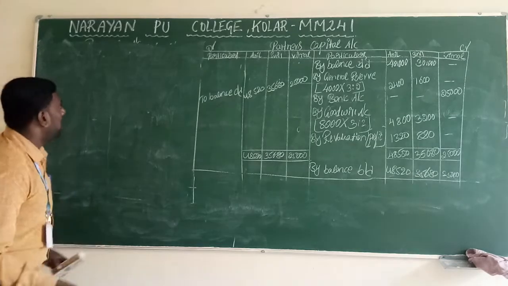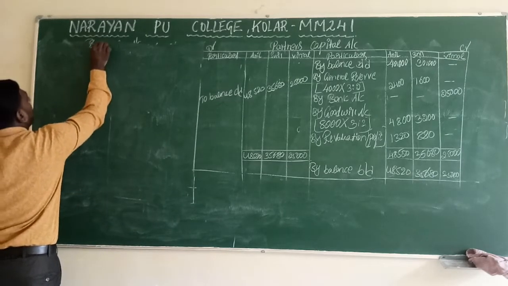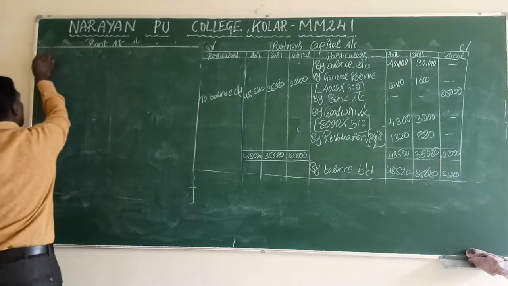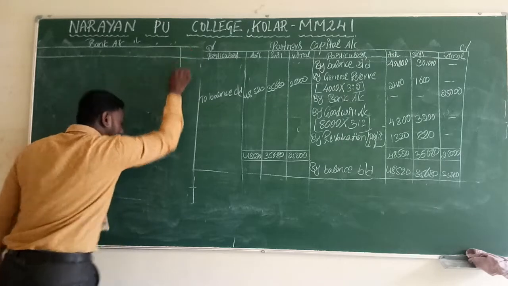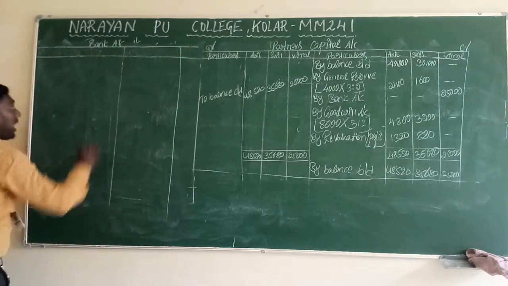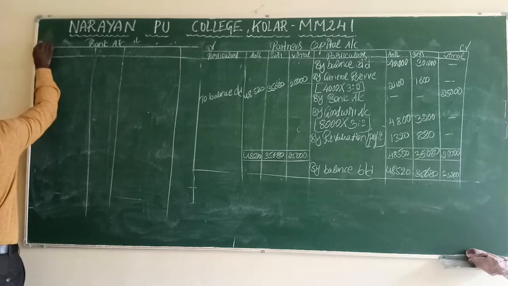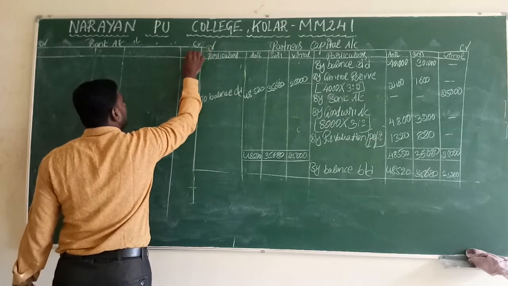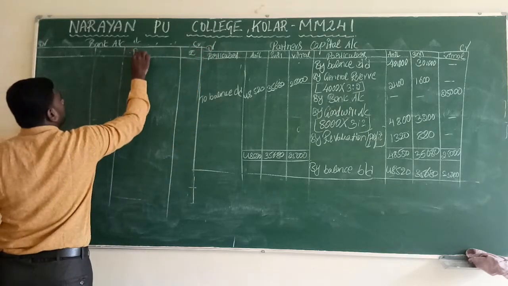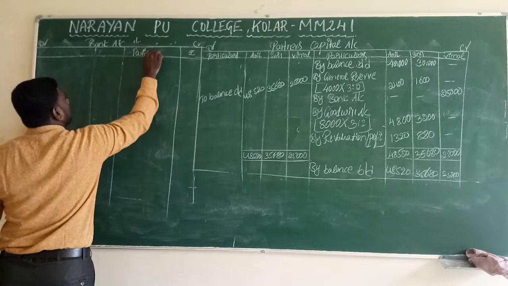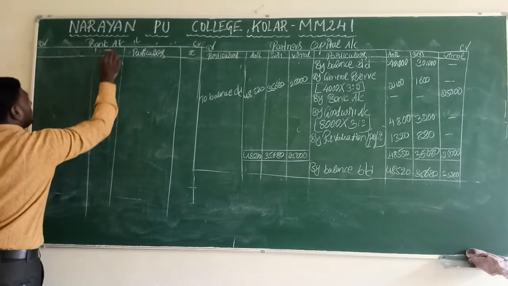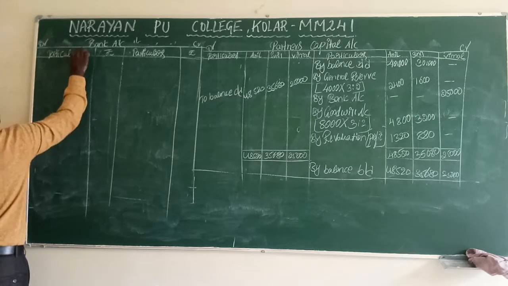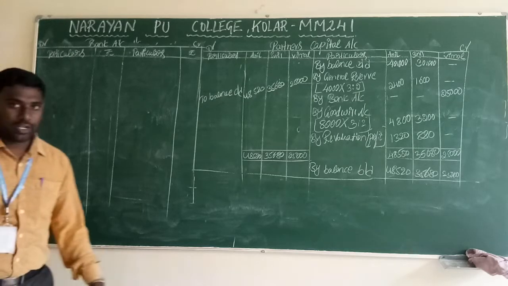Now we have to prepare the bank account. For the bank account also we have the same columns: particulars and amount. Debit and credit we have to write compulsorily. These are common things we have to write, particulars and amount.